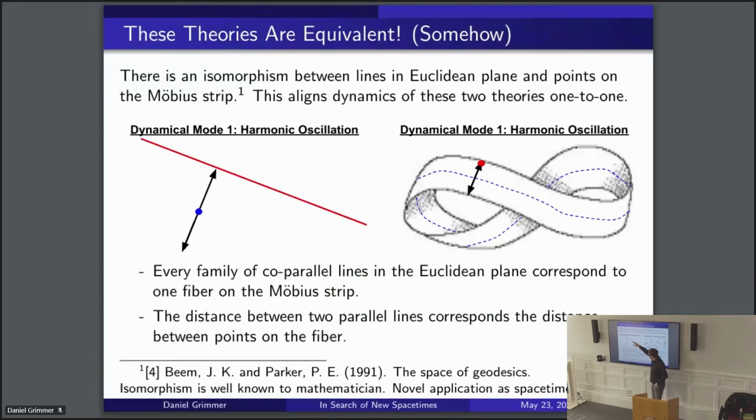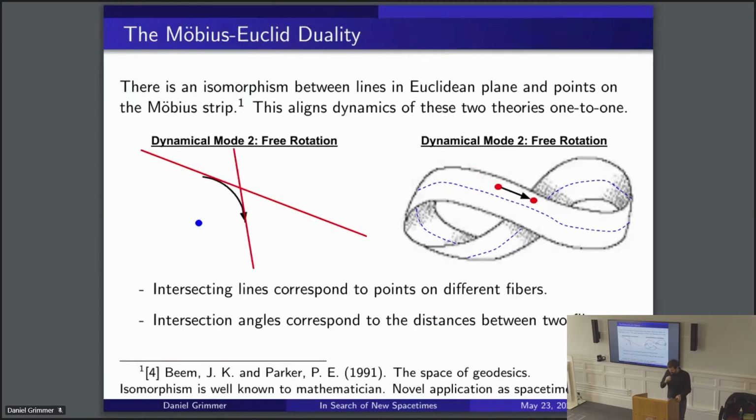Every family of co-parallel lines here in the plane corresponds to one fiber of the Mobius strip. Every fiber is a family of parallel lines, and the distances between parallel lines correspond to the distances between points on the same fiber. Okay, so you capture parallelness and you capture distances. You capture angles as well.